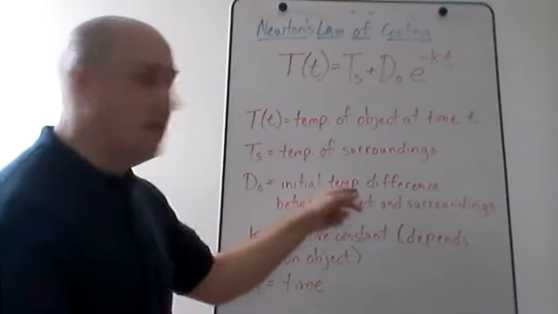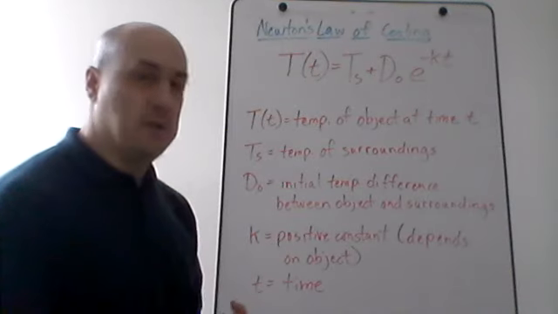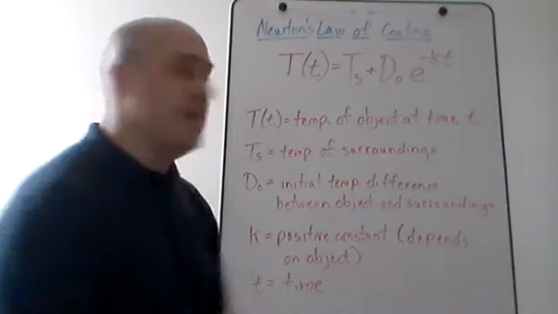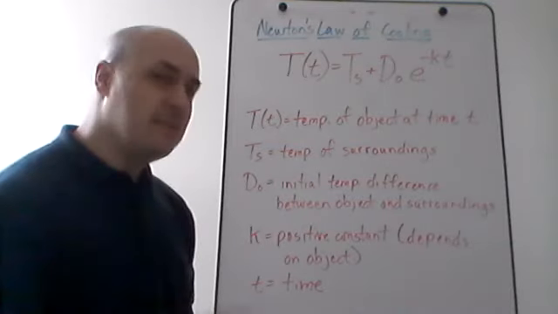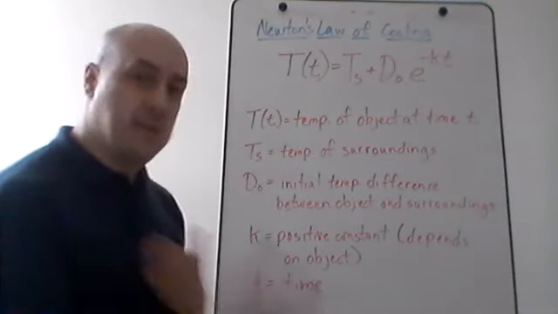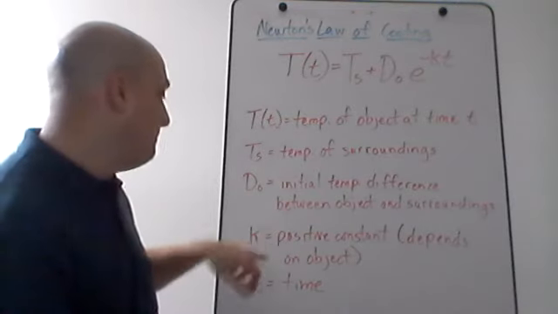That's a key thing. If you saw some of the videos that I did about exponential growth, population growth, or radioactive decay, the number in front of the e was usually the initial amount. In this case, it's not exactly that. It's not the initial temperature of the coffee. It's the difference between the object and the surroundings.